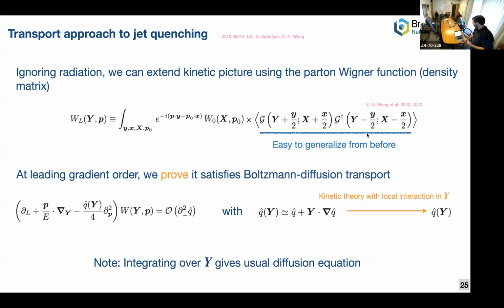And since we know this object to first order in gradients, we can just directly compute the evolution equation. What you can show is that this object satisfies the Boltzmann equation with this particular form for the 2-to-2 kernel. And the point here is that this 2-to-2 kernel is just the usual diffusion coefficient summed with the gradient of the diffusion coefficient in turn with the position in the transverse plane.